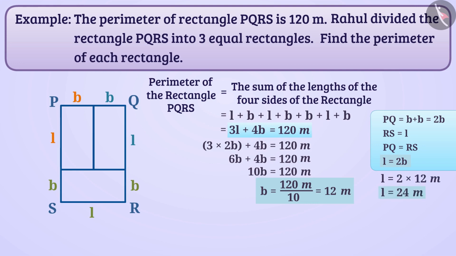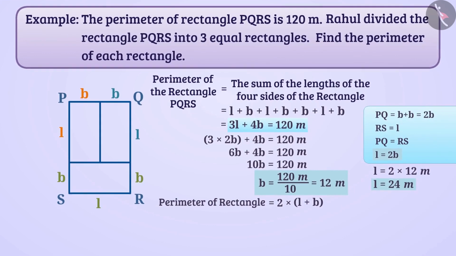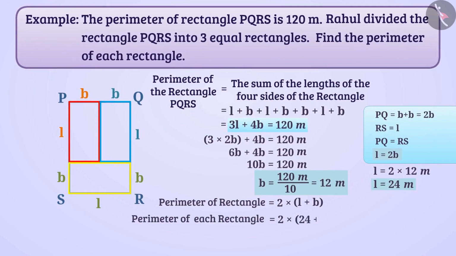We know that the perimeter of a rectangle is 2 multiplied by length L plus width B. Therefore, the perimeter of each rectangle is equal to 2 multiplied by 24 plus 12 meters, which is equal to 2 multiplied by 36 meters, which is equal to 72 meters.